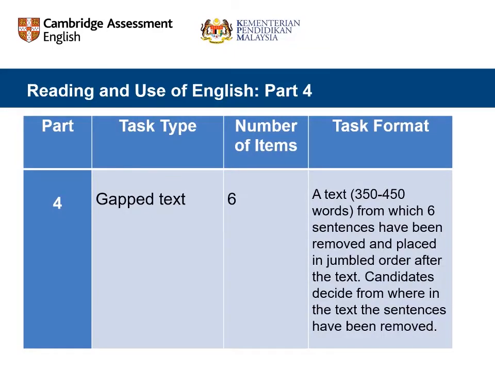Moving on now to Part 4. This task requires candidates to read a text that has had 6 sentences removed. They then have to read those sentences and decide where they were originally placed in the text. However, there are also 2 sentences that do not belong in the text. These are designed to distract the candidate and make the task more difficult.